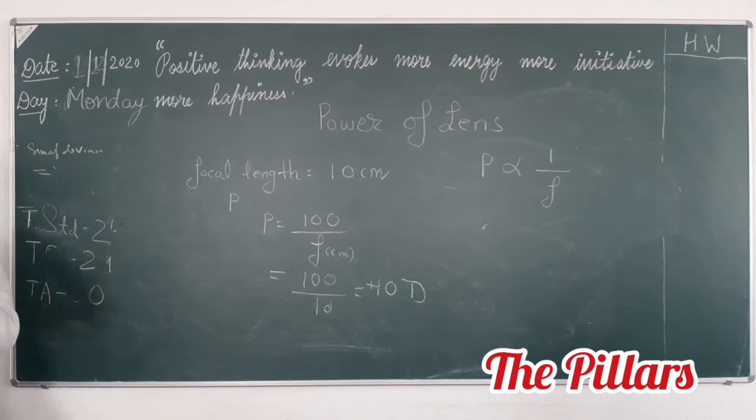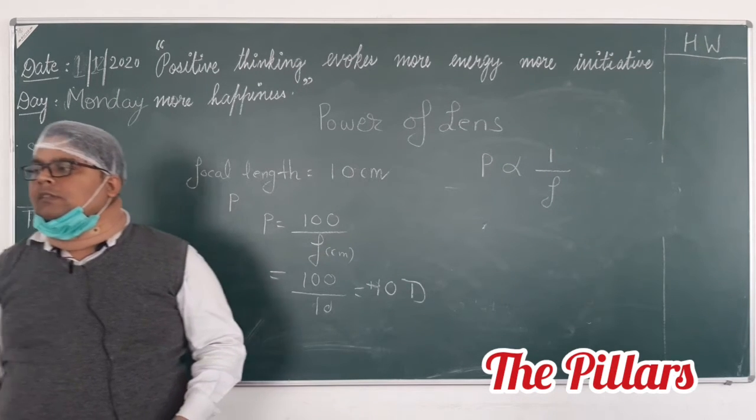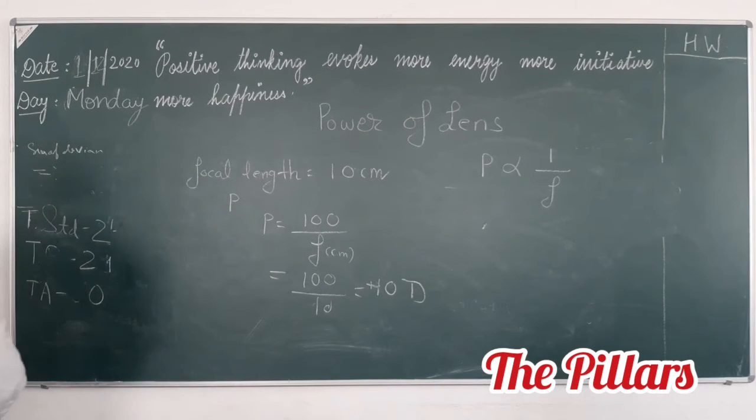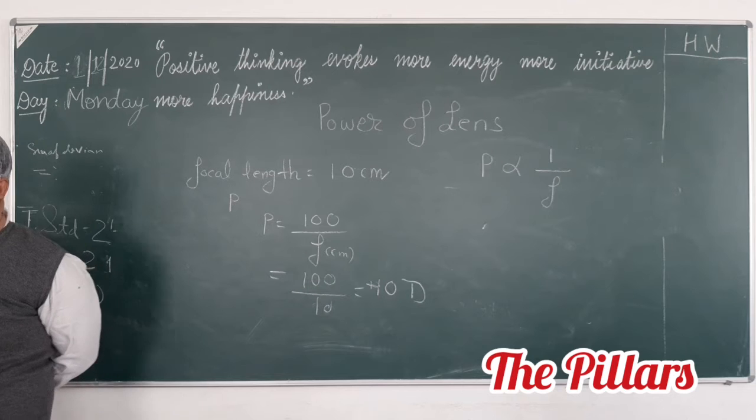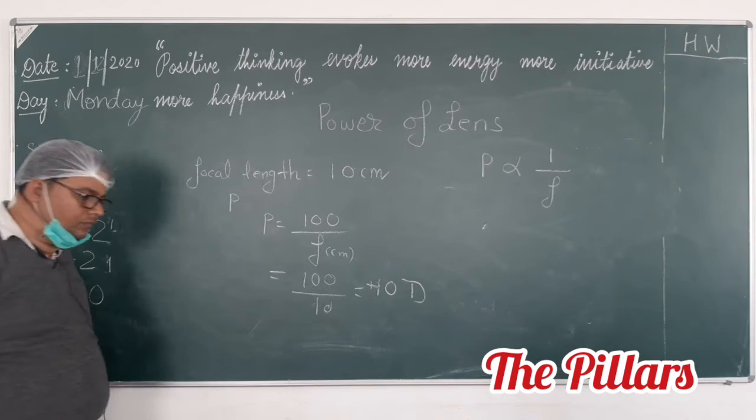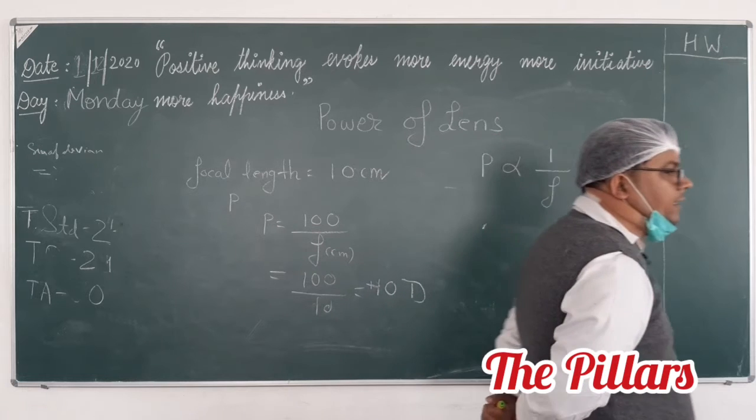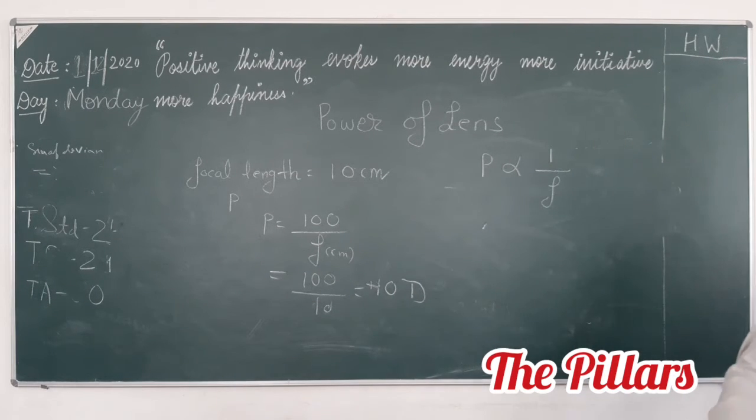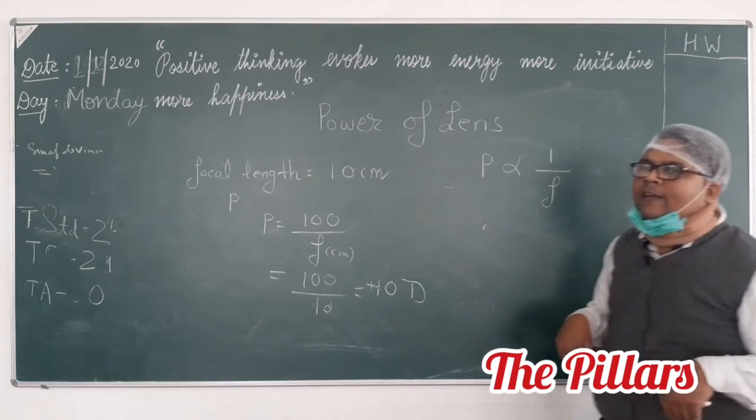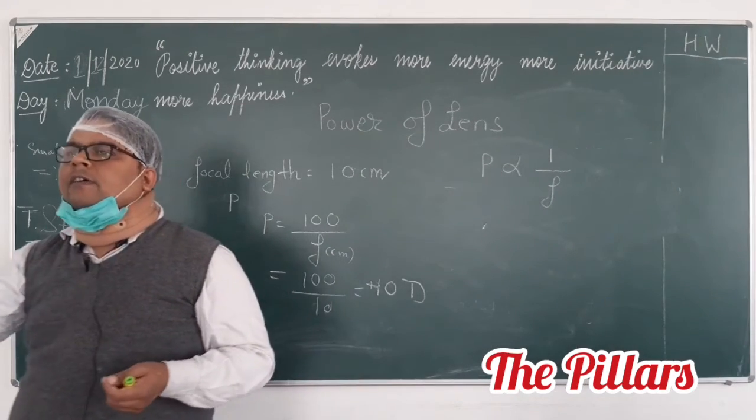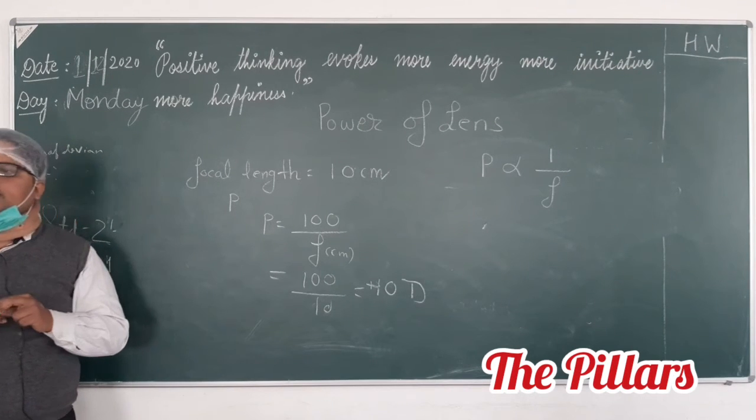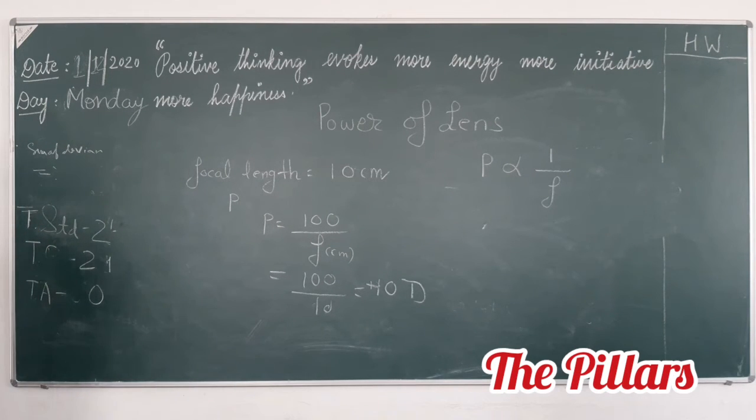Now take another question. The focal length of a concave lens is 25 centimeter. Sign convention you will choose. If it is a concave lens, focal length will be negative. Very good. Calculate the power of the lens. Minus 4D. Got it? Easy, eh? The question is very easy, I am telling you.